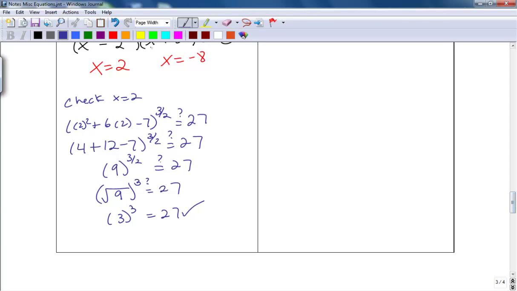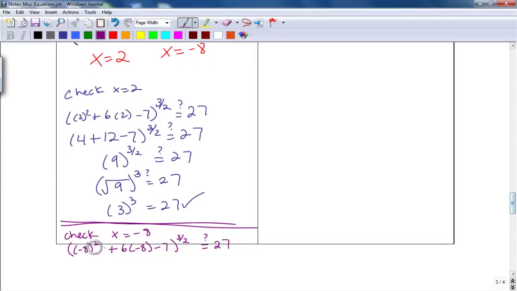Now I need to check x equal negative 8. Let's go ahead and do that. So I have negative 8 squared plus 6 times negative 8 minus 7, raising this to the 3 halves, trying to figure out if it actually equals 27. Well, I'm going to kind of do this all in one step just to make it a little easier because I'm running out of room. So negative 8 squared would be 64, and 8 times 6 is going to be 48. So 64 minus 48 minus 7, and that's going to give us 9. Well, I need to figure out, does 9 to the 3 halves give me 27?